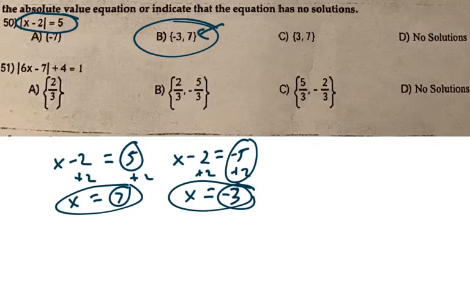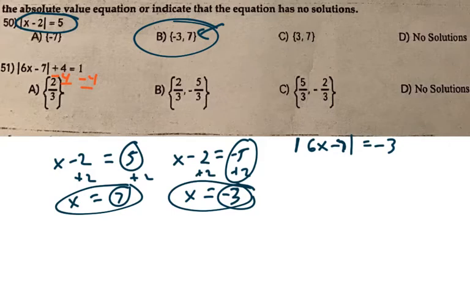Looking at this next problem, 51, the trick to this one, guys, follow the red. I'm going to subtract 4 from both sides. So I end up with this: the absolute value of 6x minus 7 equal to -3. Now, before I proceed any further, this one is designed to trick you guys.